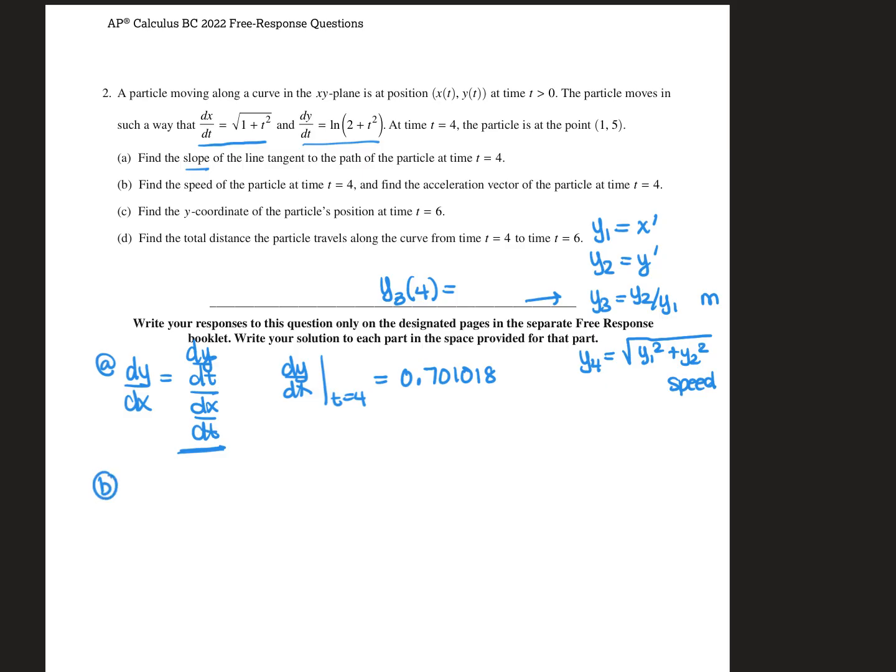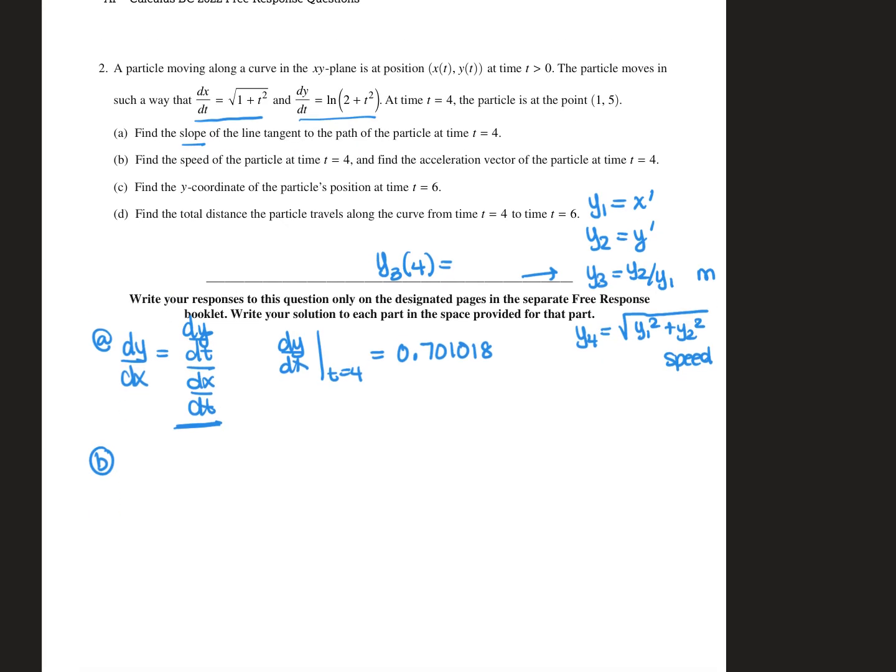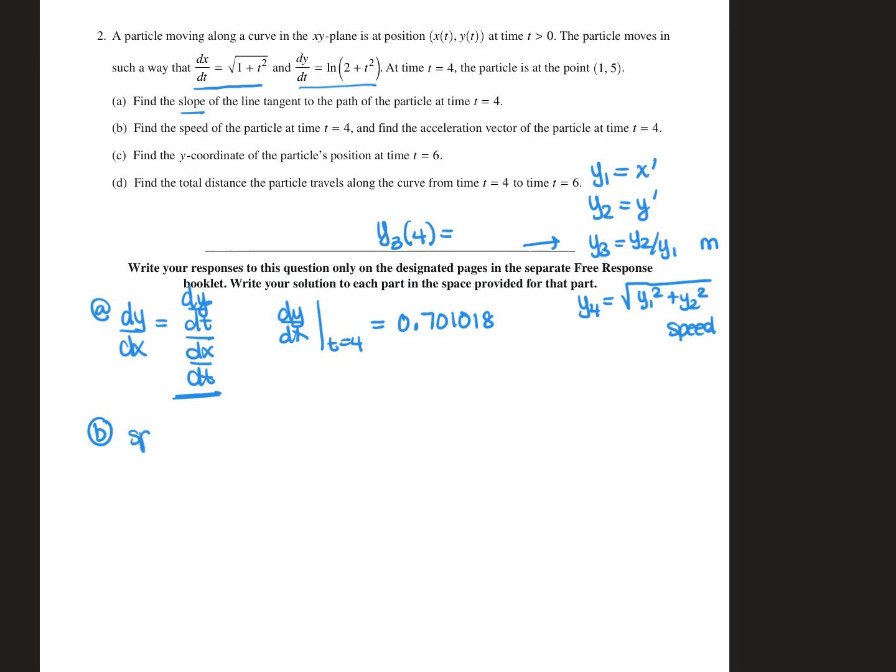So B, find the speed of the particle when time equals 4. So remember that speed is the magnitude of velocity. So that'll be the square root of x prime squared plus y prime squared. So we know the speed at time equals 4. In the main part of our calculator, we're going to go to y4 and we're going to plug in 4. And we get the value 5.035300.